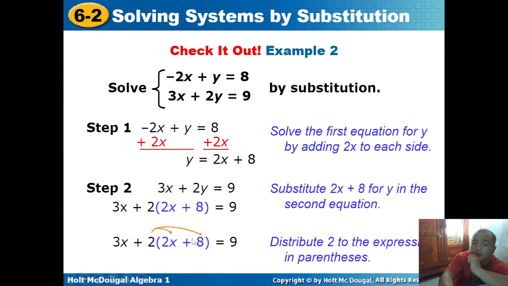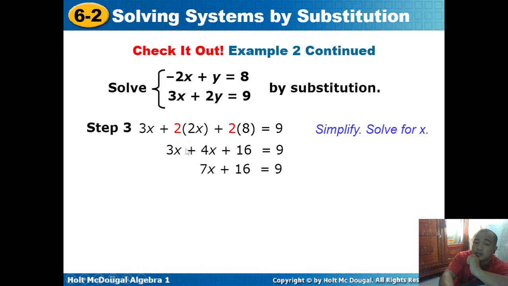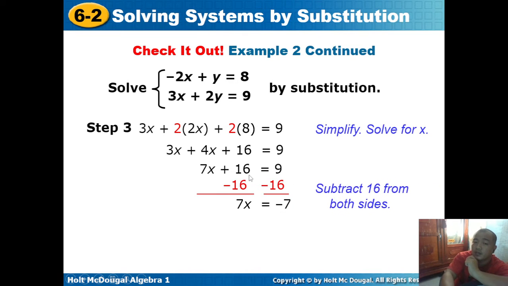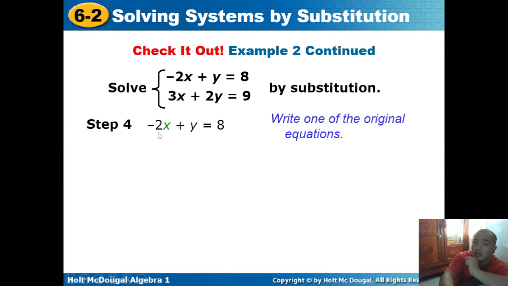Distributive property becomes 3x plus 2 times 2x plus 2 times 8 equals 9. Giving 3x plus 4x plus 16 equals 9. 3x plus 4x is 7x plus 16 equals 9. 9 minus 16 is negative 7. 7x equals negative 7. Divide both sides by 7. Answer is negative 1. Substitute negative 1 to either of the two equations here. Negative 2 times negative 1 is positive 2 plus y equals 8.